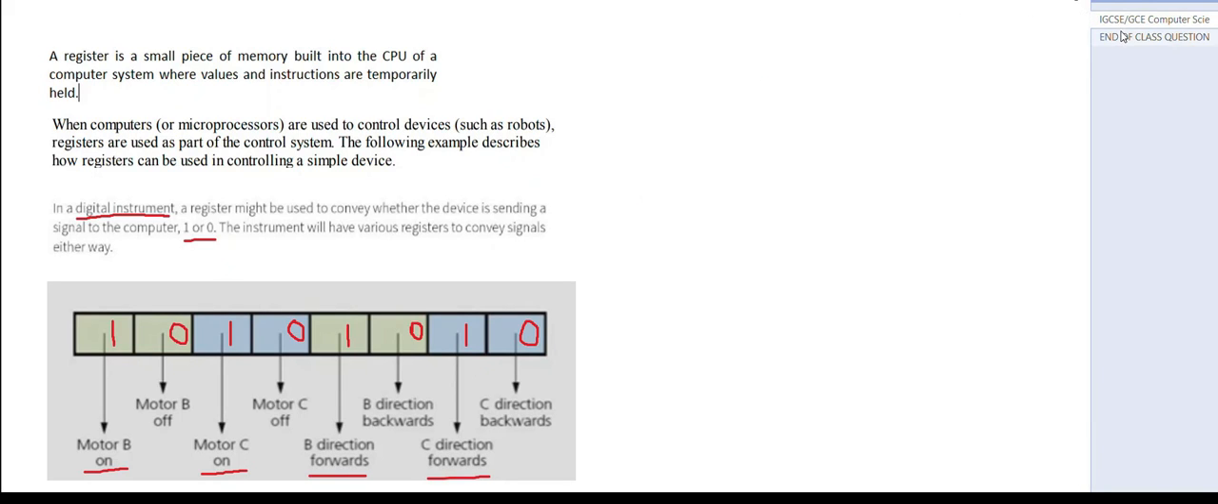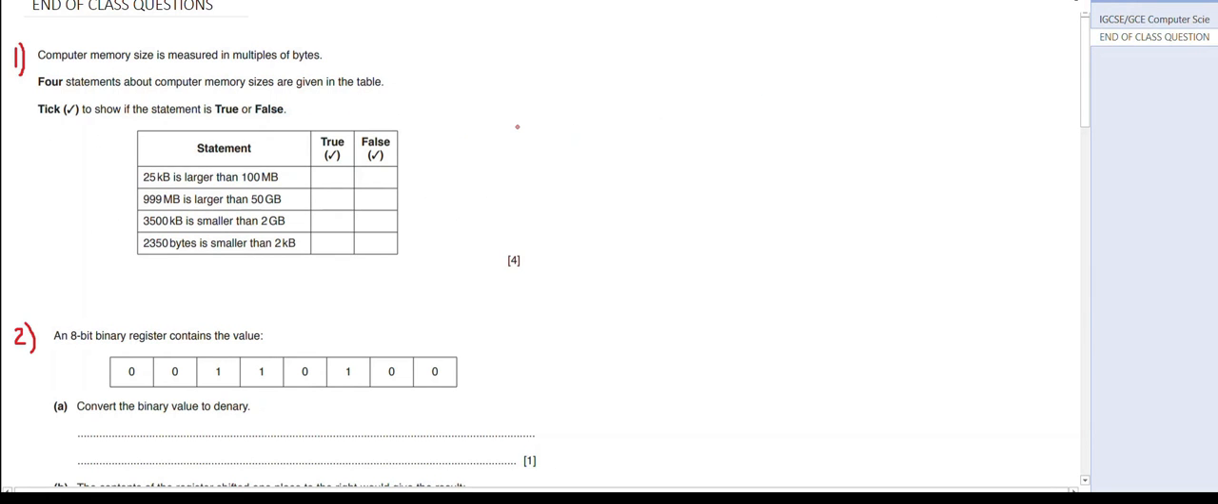Now we are going to do some past paper questions which are end of class questions. Today we will be practicing 5 questions from past papers. This is the first question.